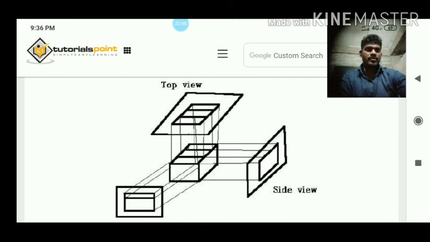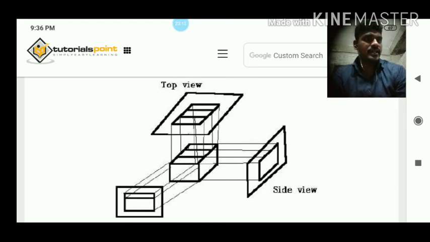What is top view? Just a minute, look here. Parallel lines are connected with the parallel lines. Just draw the parallel lines. So here, where the vertices are, just join the vertices. Okay, so this is the top view.